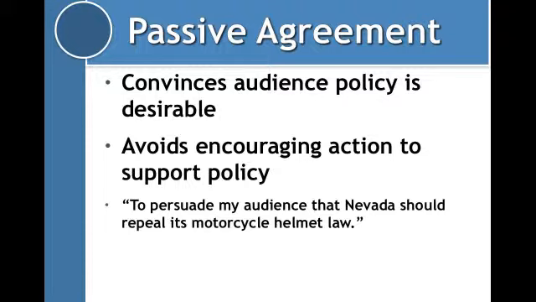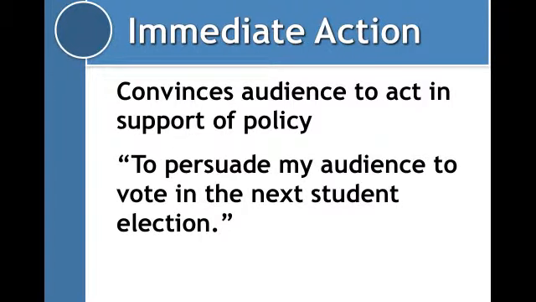So that's passive agreement. Then we have immediate action. Now, in immediate action, you need to convince the audience to actually take some kind of action in support of the policy. In this example, your audience can certainly be encouraged to get out and vote in the next student election. That's an action. So in this case, your job is to give the audience reasons and motivations to actually do this.